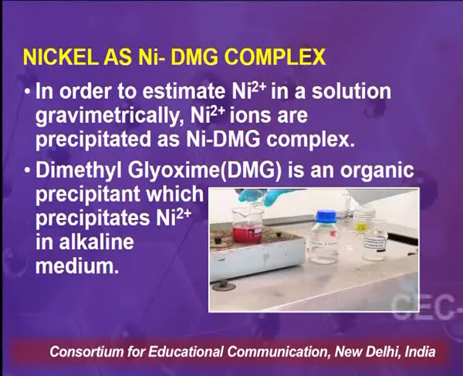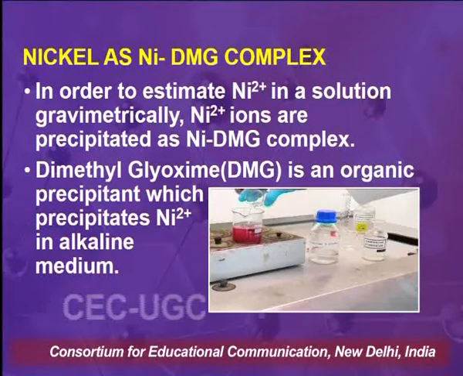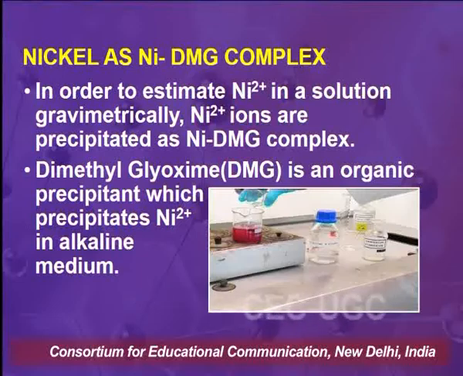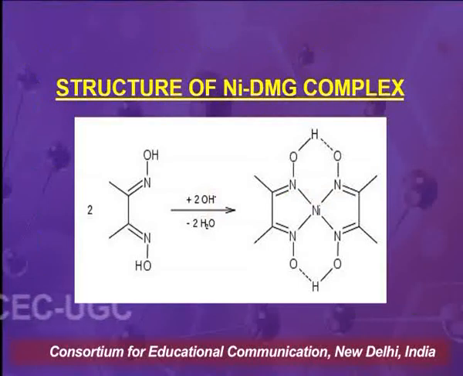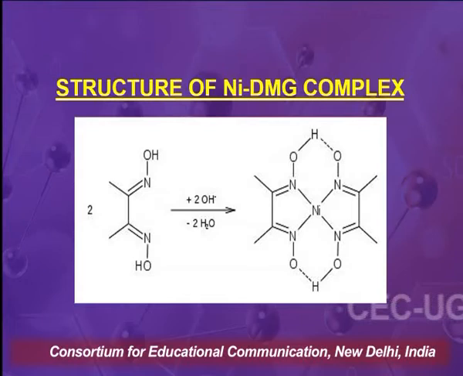DMG or dimethyl glyoxime is an organic precipitant, or as we say precipitating agent, which precipitates nickel ions in alkaline medium. So, for the precipitation of any particular metal ion, there is a need of a particular medium which is either alkaline or acidic. This is a reaction showing the combination of nickel with dimethyl glyoxime, and this is the complex formed, nickel dimethyl glyoxime complex, which is red in color, and this complexation takes place in alkaline medium.